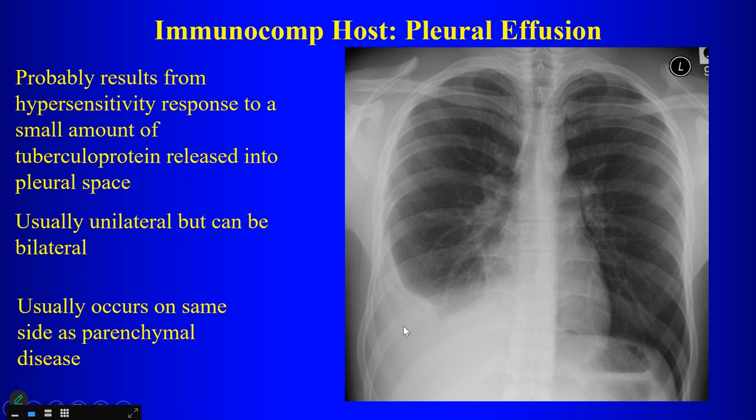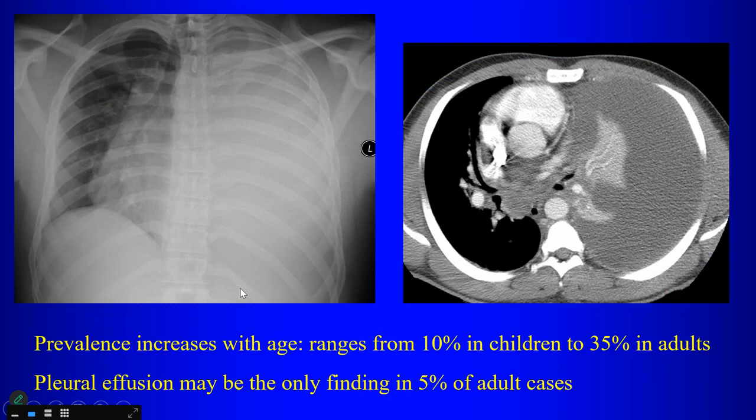Oftentimes they will tap the fluid, nothing terribly exciting. On the tap, maybe some low-grade inflammation is what they might see when they look at the cells, but the cultures could still grow tuberculosis, right? So for pleural effusion, especially in young patients, include tuberculosis in your differential diagnosis.